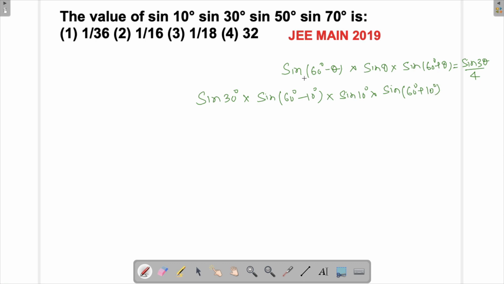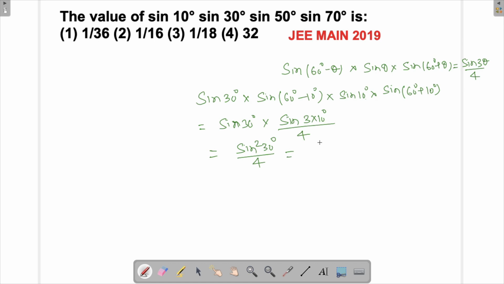Once you write this, you will see that this is the expression sine 60 degree minus theta, in place of theta is 10. This is sine theta, and this is sine 60 degree plus theta. So that is nothing but sine 3 theta by 4, right? So this is sine 30 degree into sine 3 theta, which is sine of 3 times 10 degrees, the whole thing divided by 4. So this expression becomes sine square 30 degree upon 4.